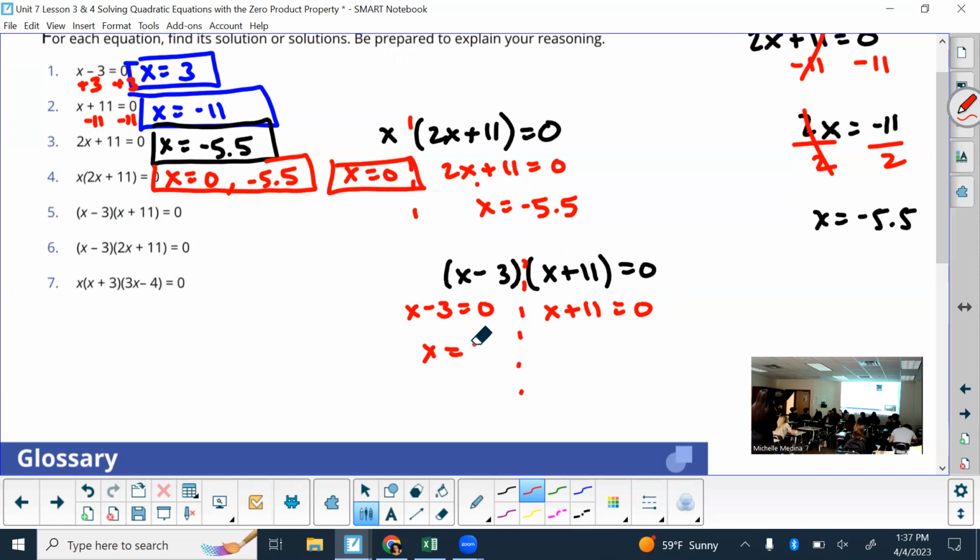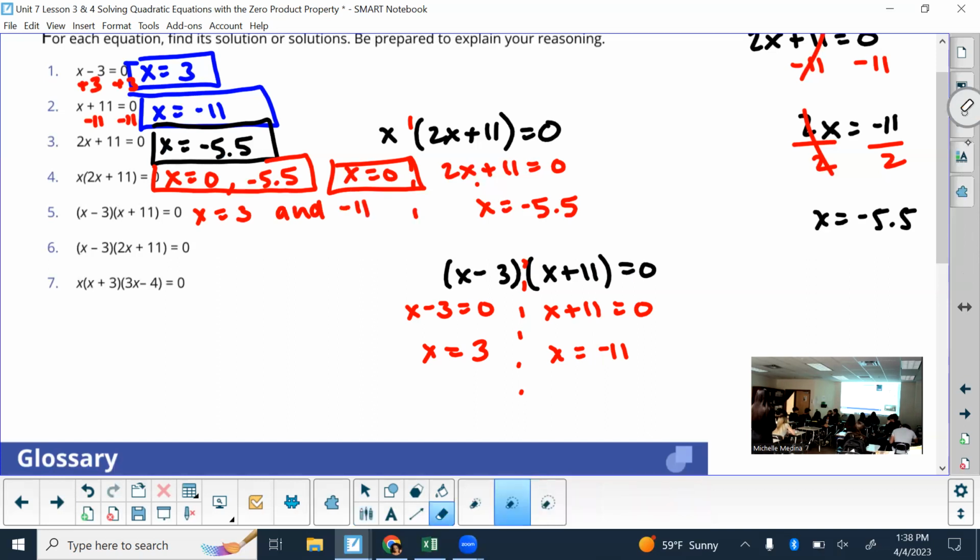3 and -11, because these numbers make either one or both of the parentheses 0. This answer makes this parentheses 0, this answer makes that one 0. Either one works. So for number 5, it should be x equals 3 and -11. All right.